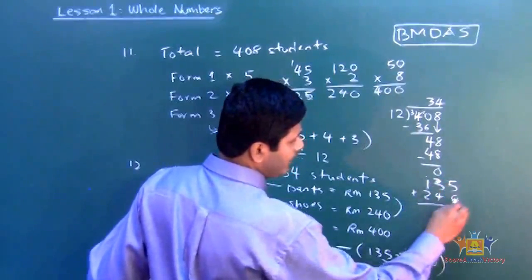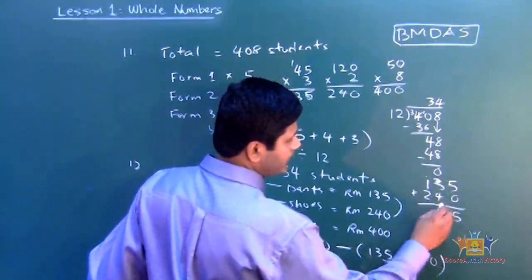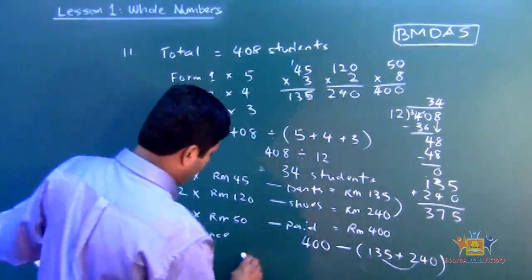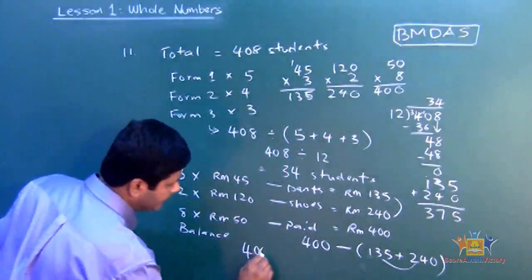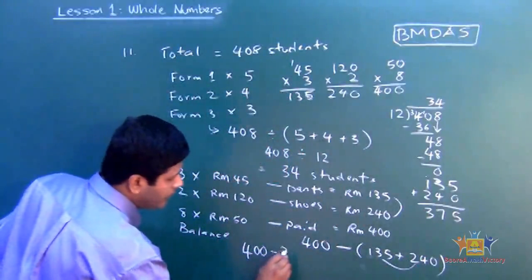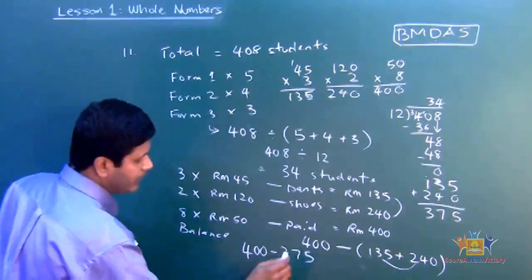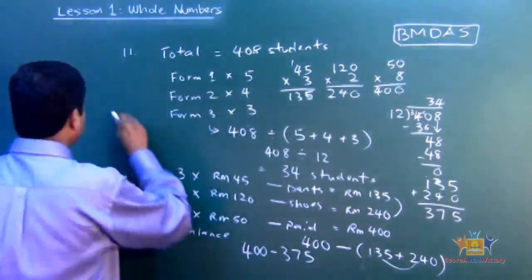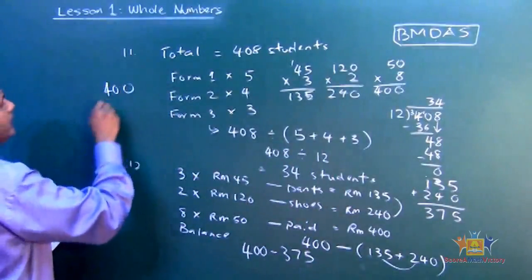5 plus 0 is 5. 3 plus 4 is 7. 1 plus 2 is 3. So that means we're going to take 400 minus 375. Again, we're going to line it up. So we take 400 minus 375.